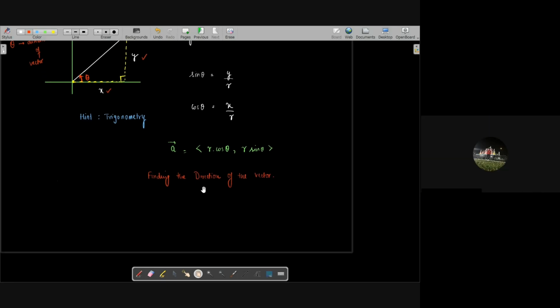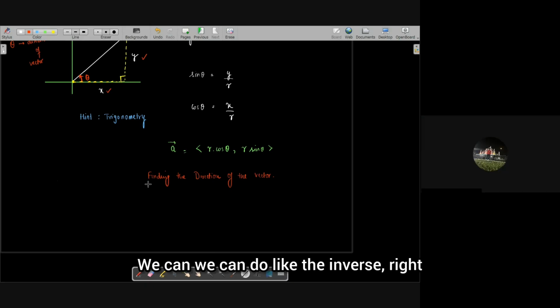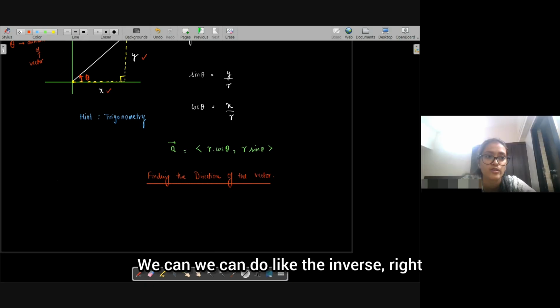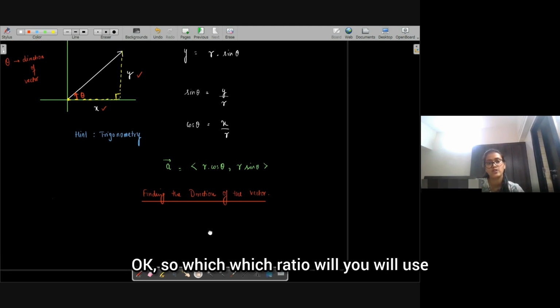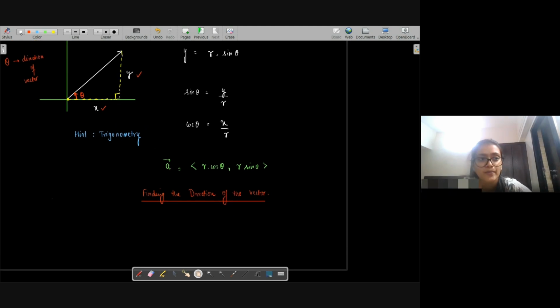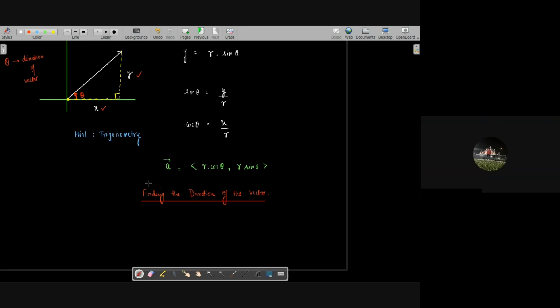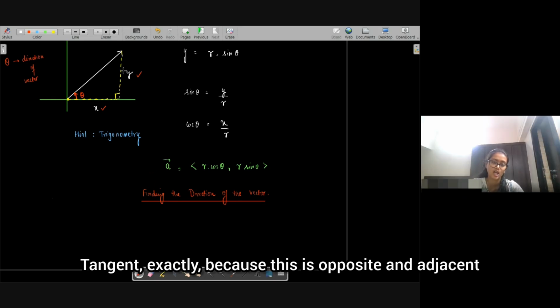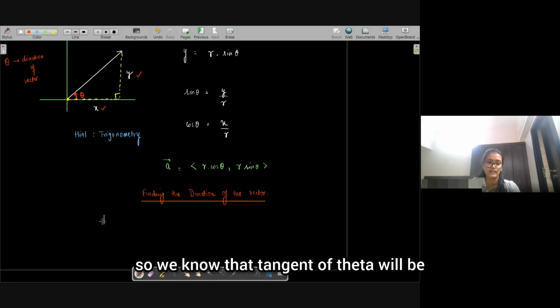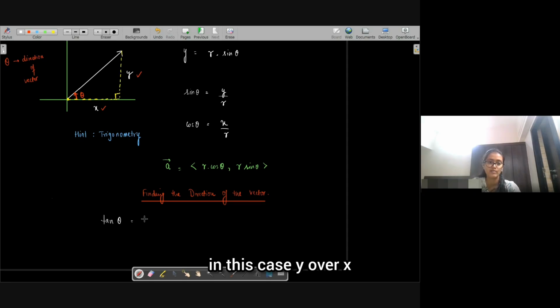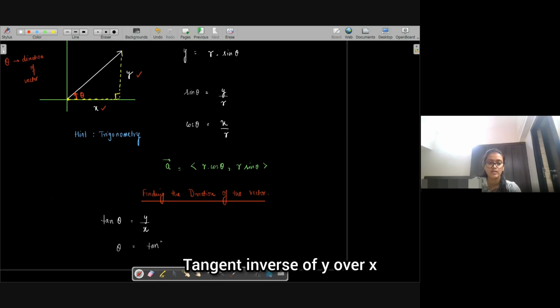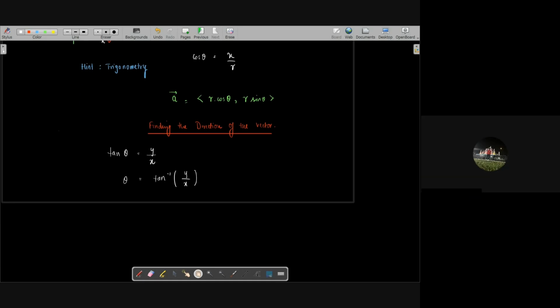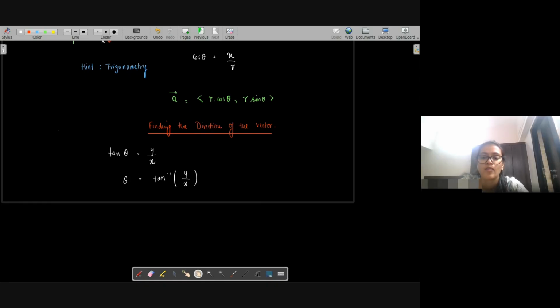We can do the inverse, right? Yes. So which trig ratio will you use? Tangent, exactly, because this is opposite and adjacent. So we know that tangent of theta will be, in this case, y over x. Theta will be tangent inverse of y over x.